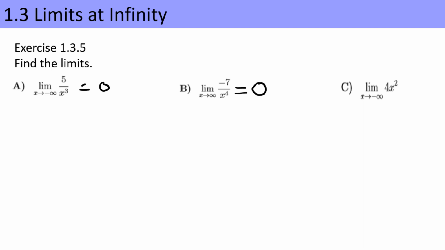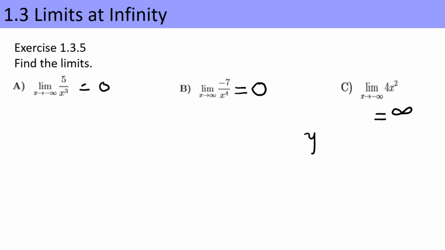Now, this is telling us it's going to infinity of sorts. If it's raised to an even power, a negative times negative makes it positive. 4 is a positive number, so the result as the limit approaches negative infinity of 4x squared is positive infinity.